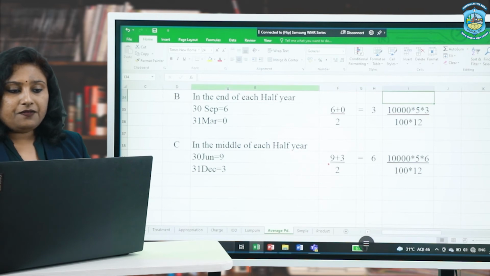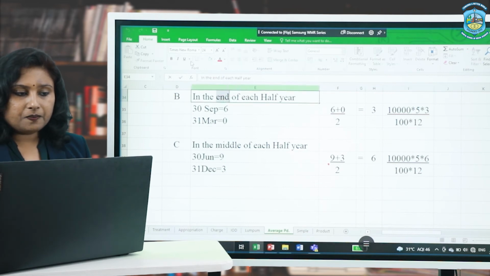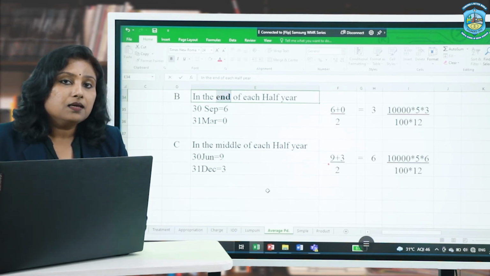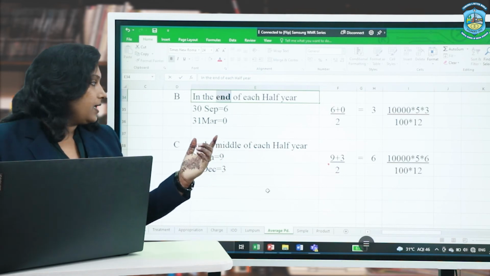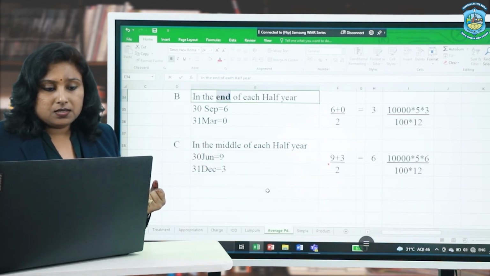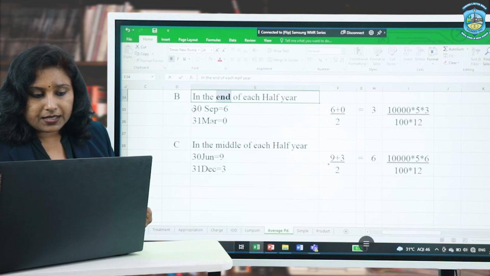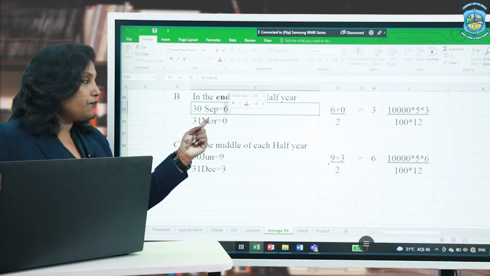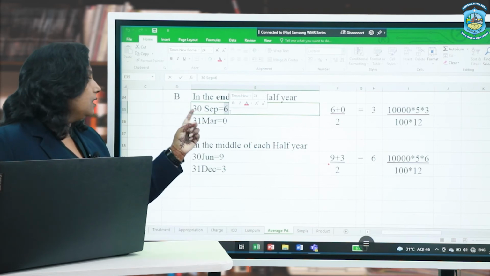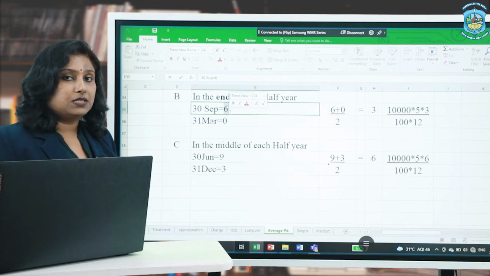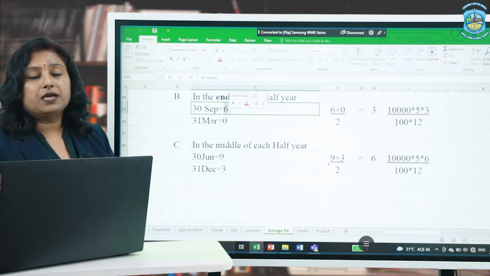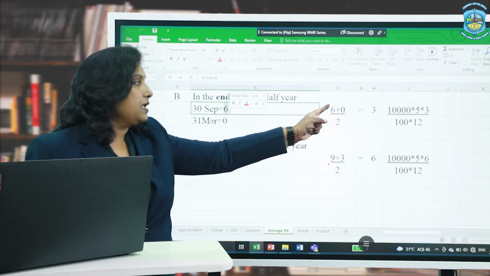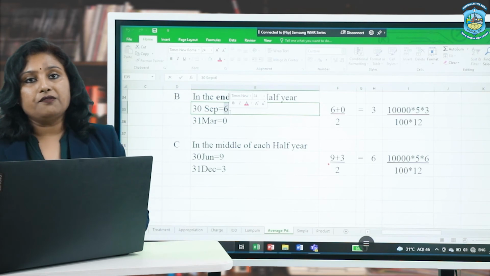Let's quickly see if he withdraws at the end of each half year. If the valuation is done at the end, what will be the end of a half year? The first half ends on 30th of September. So months left after the first withdrawal, from 30th of September till 31st of March, gives us 6 months, and the last withdrawal will be done on 31st of March itself, leaving no months in hand. So 6 plus 0 divided by 2 gives us an average period of 3 months.